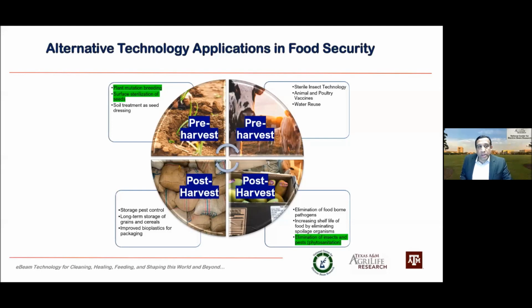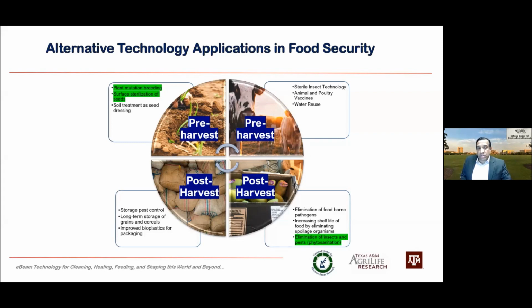You can use it for plant mutation breeding in pre-harvest. You can use it for surface sterilization of seeds. You can also treat it to irradiate soil so that you can put it as a seed dressing. You can also use it for sterile insect technology for phytosanitary treatment. You can use it to develop vaccines for animals and also for water reuse in agriculture.